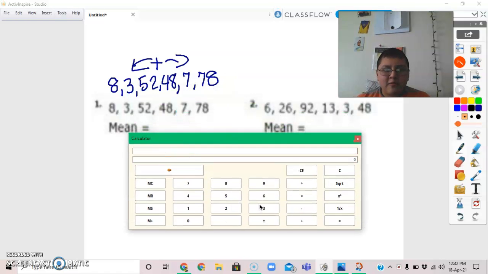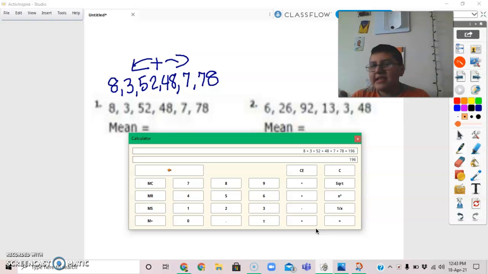We're going to add everything. Can I resize it? Okay. So 8 plus 3, plus 52, plus 48, plus 7, plus 78, which is going to give us a total of 196.